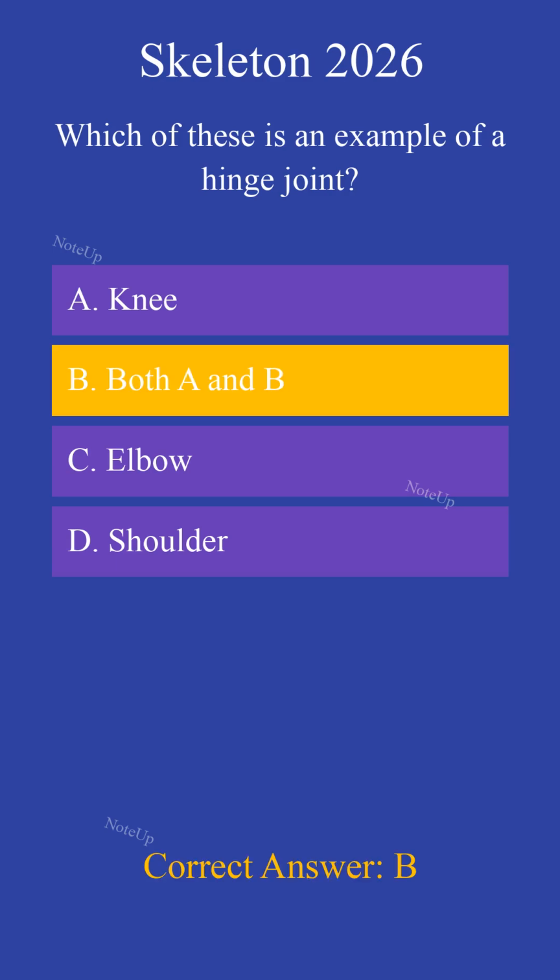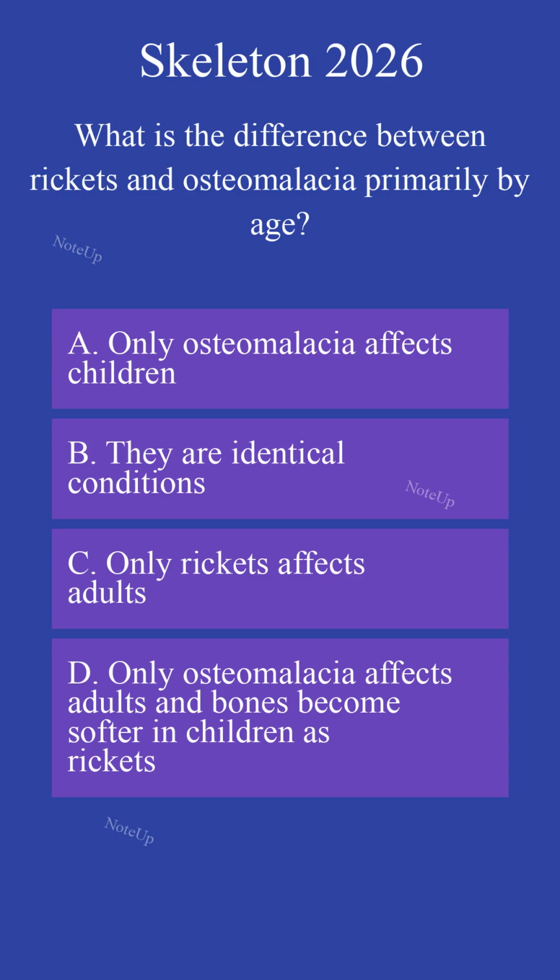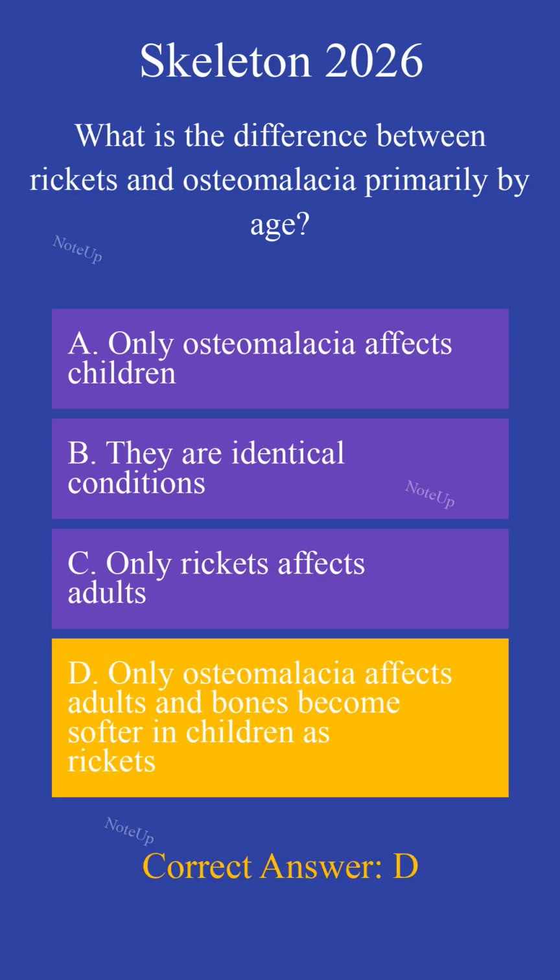The correct answer is B. Both A and B. What is the difference between rickets and osteomalacia primarily by age? The correct answer is D. Only osteomalacia affects adults and bones become softer in children as rickets.